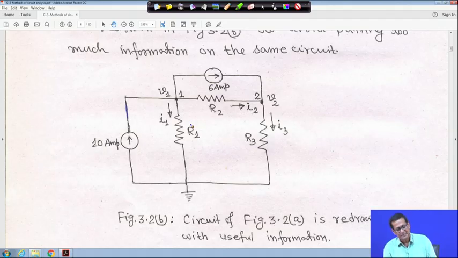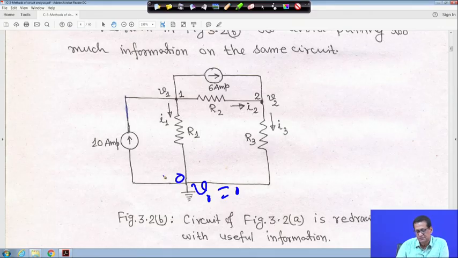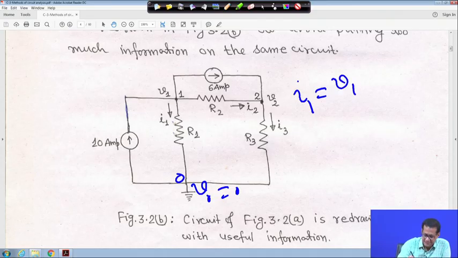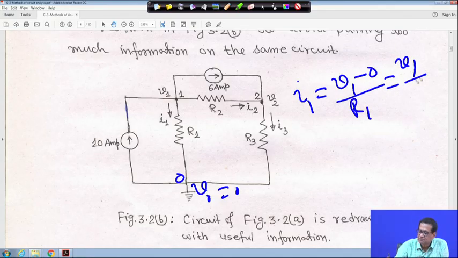Now the question is, what is I 1? This voltage V 0 is equal to 0. This is the datum node. That means I 1 will be, going in this direction, V 1 minus 0 by R 1, that is V 1 upon R 1.